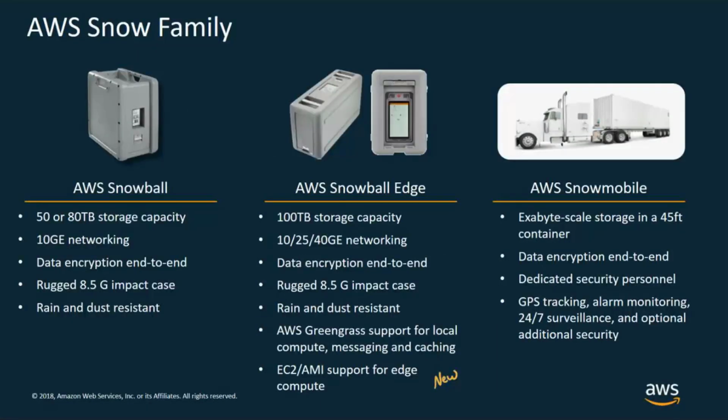The Snow Family consists of 3 platforms that you see listed here. Snowball, which comes in 50 or 80 terabyte storage densities and provides a fully ruggedized enclosure aimed mainly at data migration use cases. Snowball Edge in the middle, which has 100 terabytes of storage capacity and includes additional compute services that can aid in remote data processing as well as data capture for migration. And then Snowmobile, which is effectively a large Snowball on wheels and is aimed at wholesale migration efforts such as data center shutdowns or massive archival projects where exabyte scale storage is an absolute necessity.